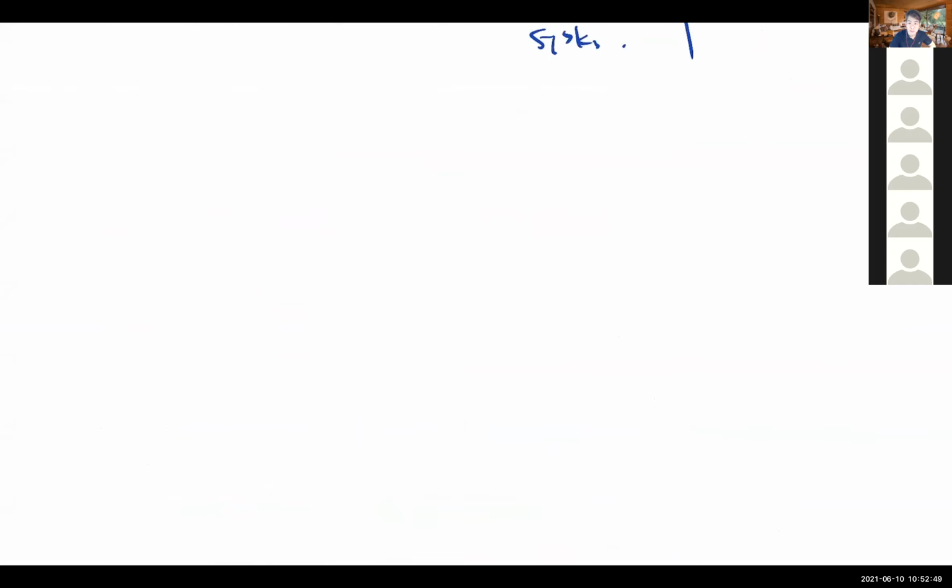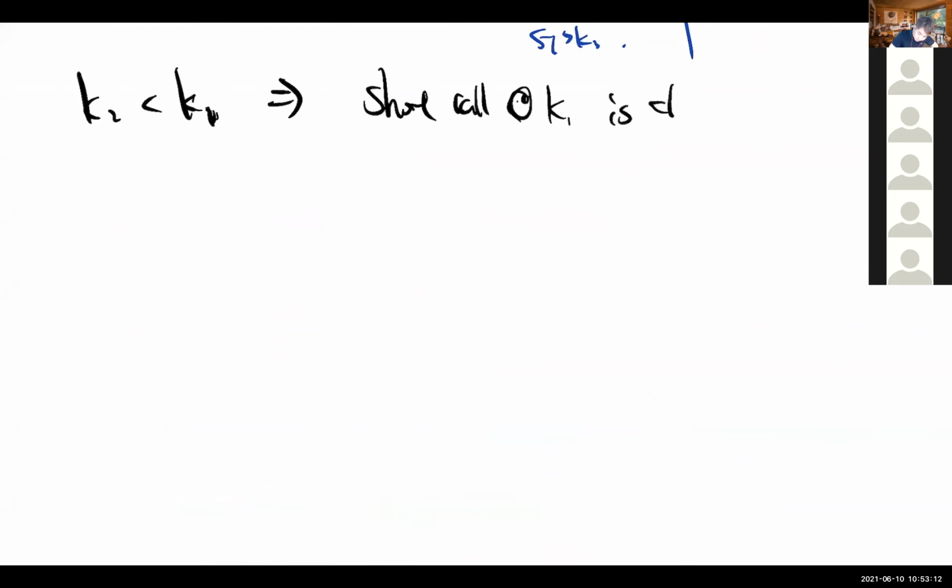So in this case, the scenario we're dealing with is the first one, where K2 is less than K1. If K2 is less than K1, then we were saying the short call at K1 is cheaper than the long call. We're saying cheaper as in the absolute value. Of course, one of them is positive, one of them is negative, but we're saying the absolute value.